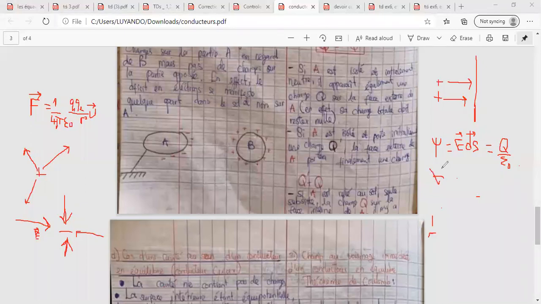And then we had our equation for potential. Potential was equal to 1 over 4 pi epsilon 0, times Q over R, plus a constant.